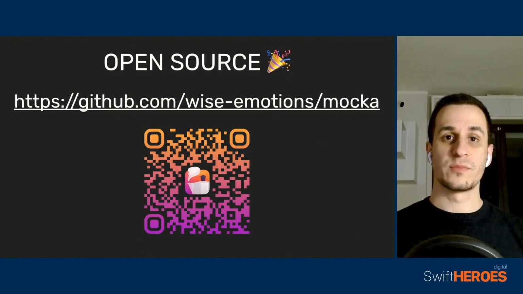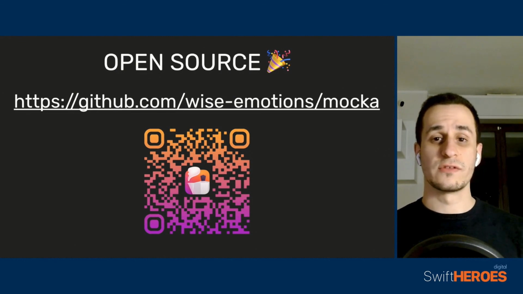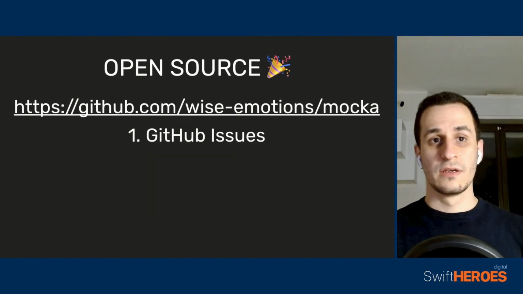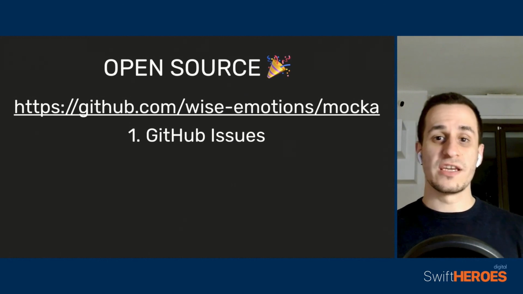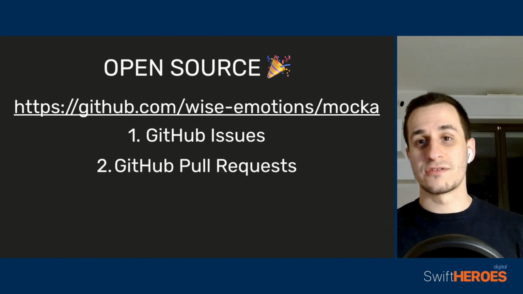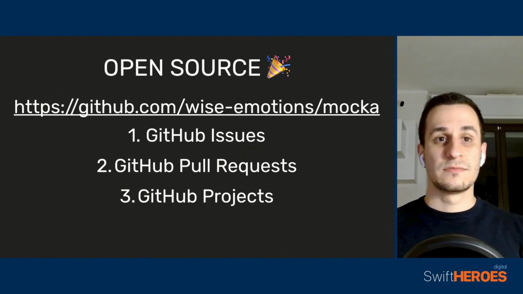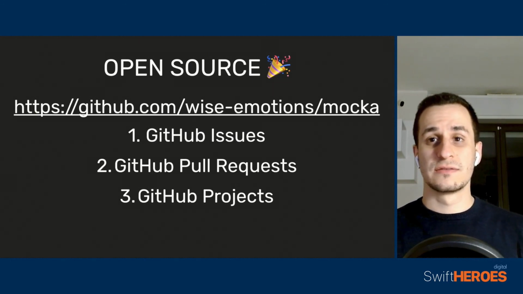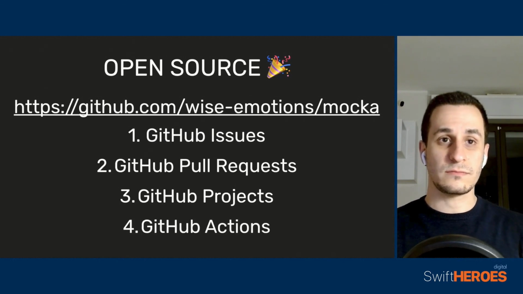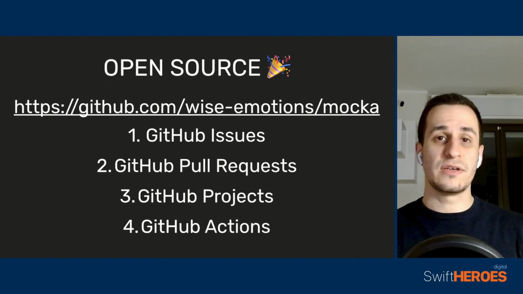Since it's an open source project released on GitHub, we are prepared to use everything GitHub has to offer. So if you find a bug, please open an issue. Or if you solve that bug, or implement a feature, please open a pull request and we will gladly accept any contribution. You can also see what plans we have for Mocka on GitHub projects. You can even ask for a feature. And last but not least, our CI runs on GitHub Actions.